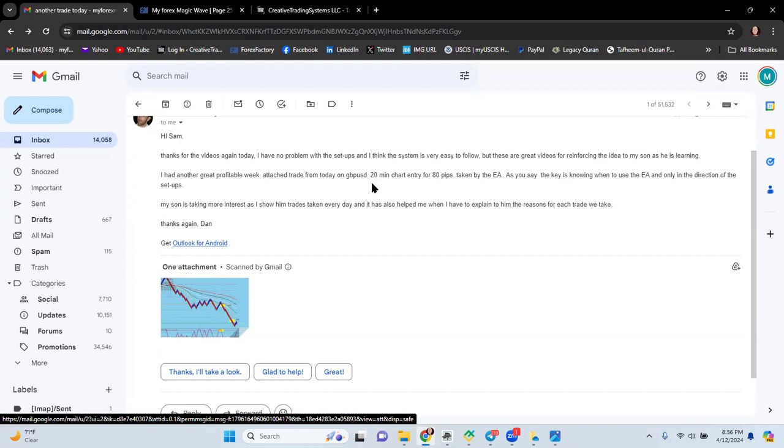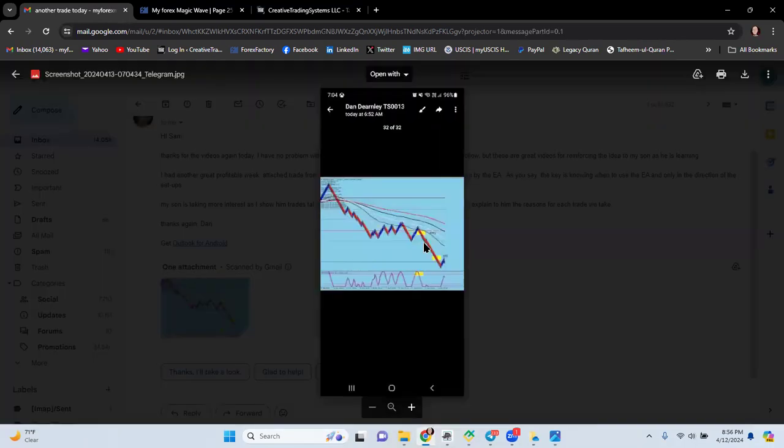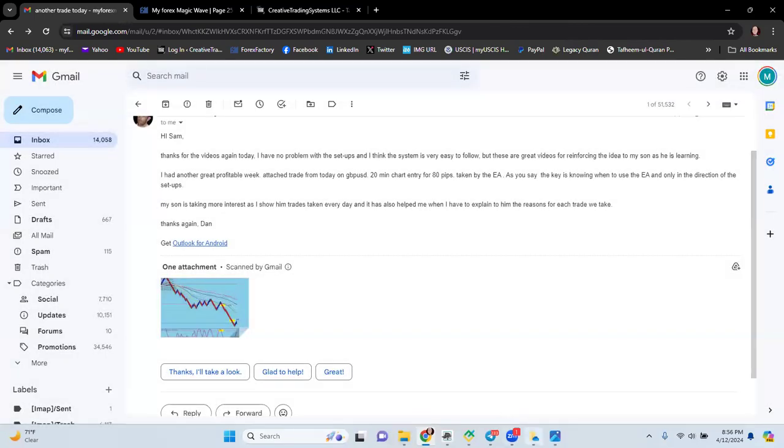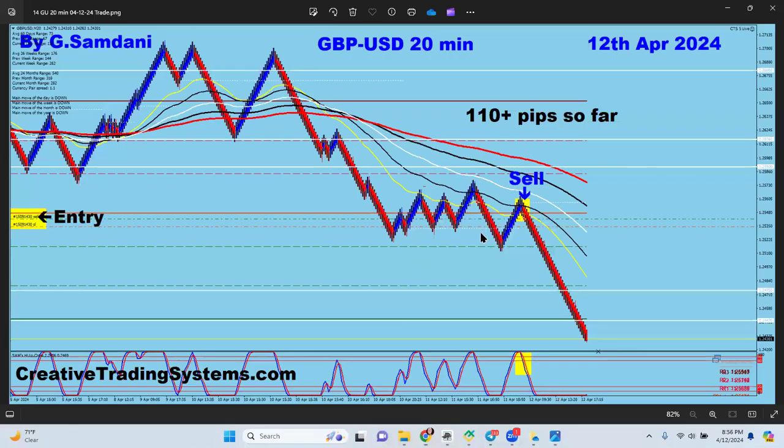Right here, it says the 20-minute chart entry for 80 pips taken by the EA. So he's also using my EA. And from the 20-minute chart, this is the entry I just showed you. Same entry as mine. You can see here. See that? Same entry. So if you learn the system, all you've got to do is just rinse, repeat. Whatever I'm doing, you can do it on your side.